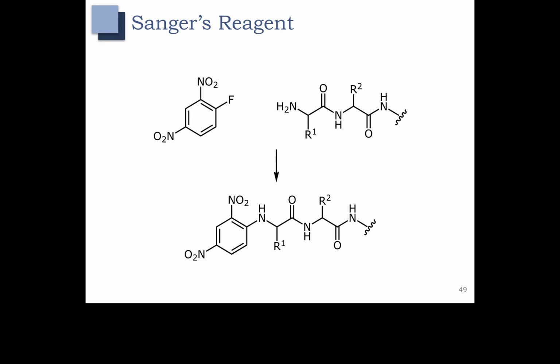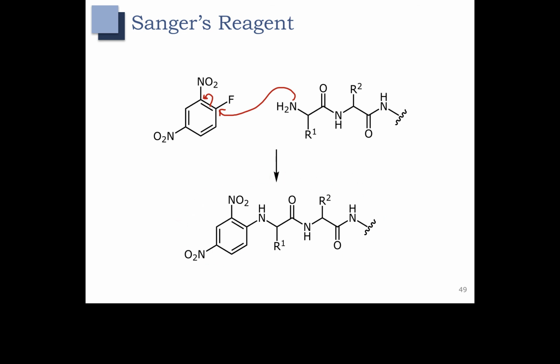Okay, let's look at an application of the SNAr reaction. This is showing you Sanger's reagent. Sanger's reagent is shown here on the left. Sanger's reagent is used for detecting the N-terminal residue of a peptide sequence. What happens here is the amine can attack this carbon here. The electrons go onto the benzene ring. So this is a SNAr reaction. And then the resulting intermediate would then kick out the fluorine, and you will end up with the product shown down here.